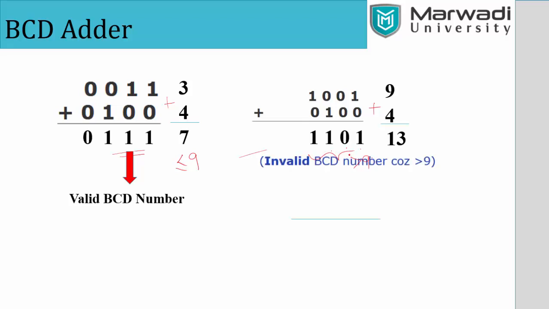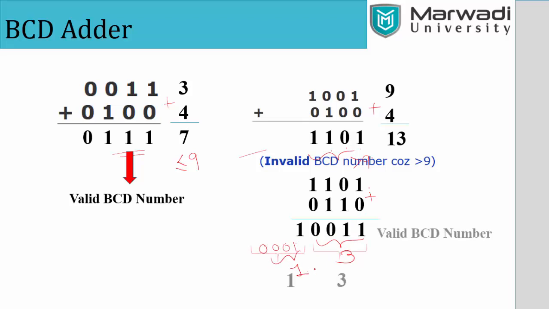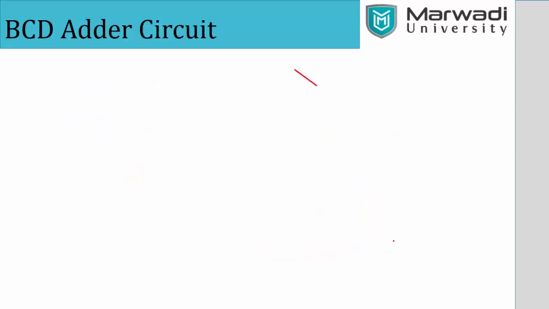So what you need to do is add 06H to that number. So this is 13 plus 0 1 1 0, and we will get this number. This is nothing but my 3, and this 1 is represented as 0 0 0 1, that is 1, so 13. Now this number will be a valid BCD number.